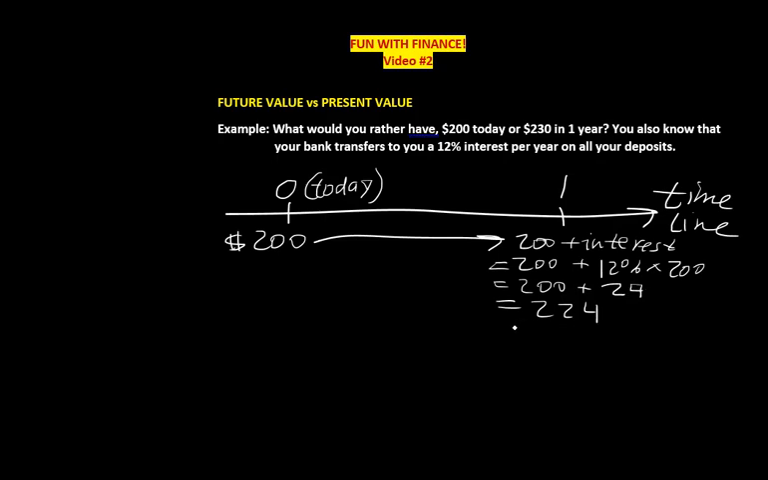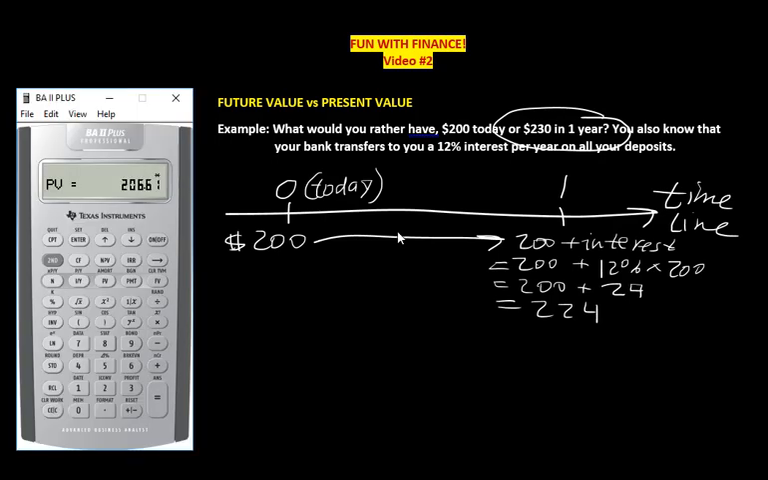Okay, now we can answer our question. What would you rather have, 200 today or 230 in a year? Well, clearly, if you accept 200 today, that will only grow to 224 in a year. So 230 in 1 year is the better option. Now, how would we solve for this year-end dollar amount in the financial calculator?